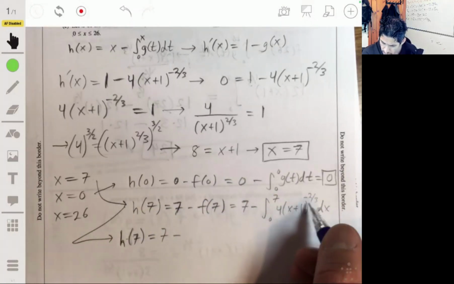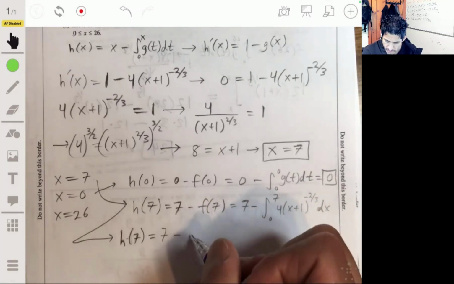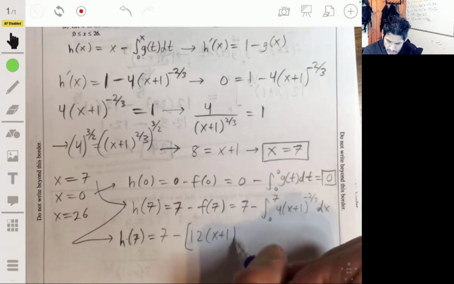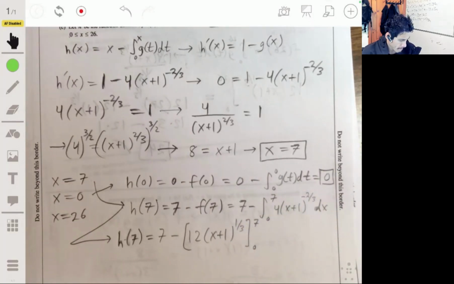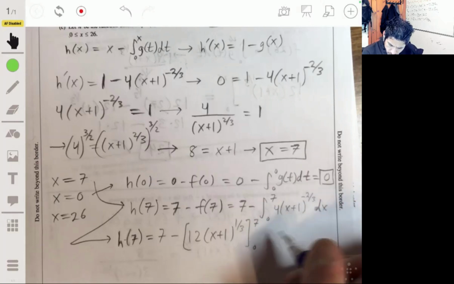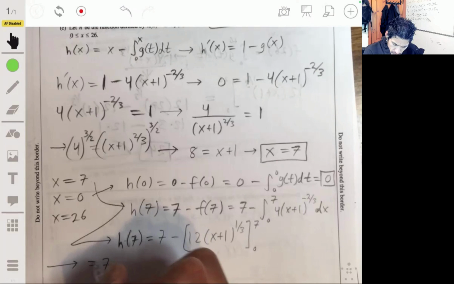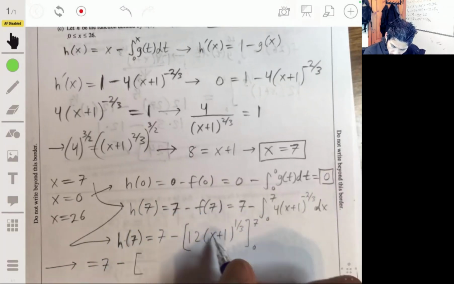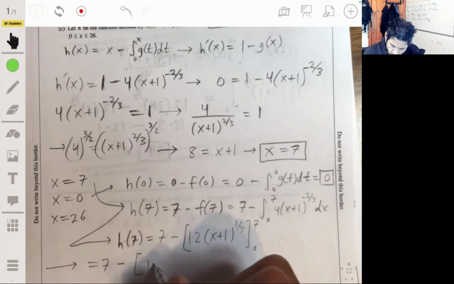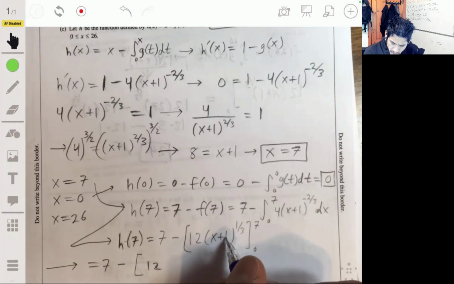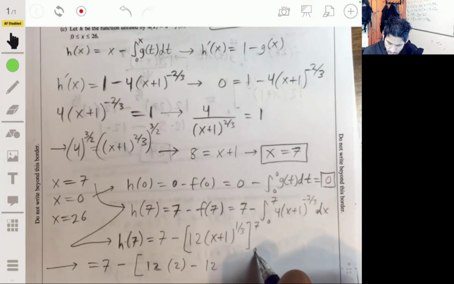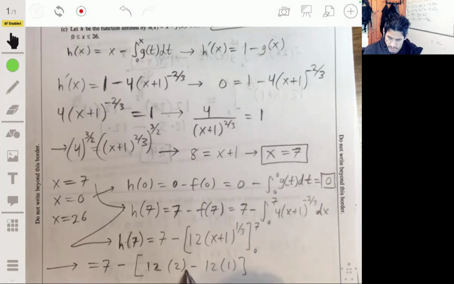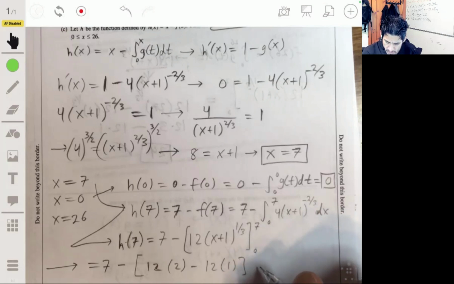7 minus, undoing this, which we already know what it is because we've done it before, 12 times x plus 1 to the 1/3 from 0 to 7. And that'll be equal to 7 minus 12 times 7 plus 1, 8. The third root of 8 is going to be 2. So 12 times 2 minus 12 times the third root of 1, which is just 1. So 24 minus 12. So we have 12. 7 minus 12 is just negative 5.